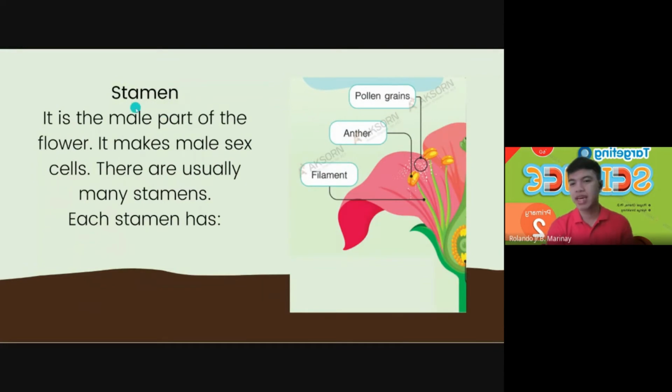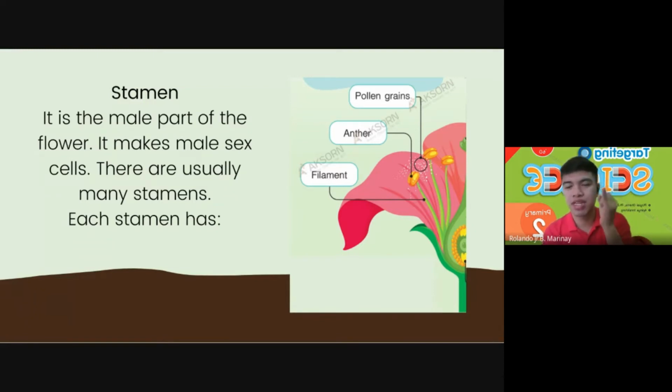The stamen again is the male part of the flower. It makes male sex cells. When you say male, what is it? Boy or girl? Boy. Boy, okay. There are usually many stamens. And each stamen has pollen grains, the anther, and filament. These are the parts of the stamen.